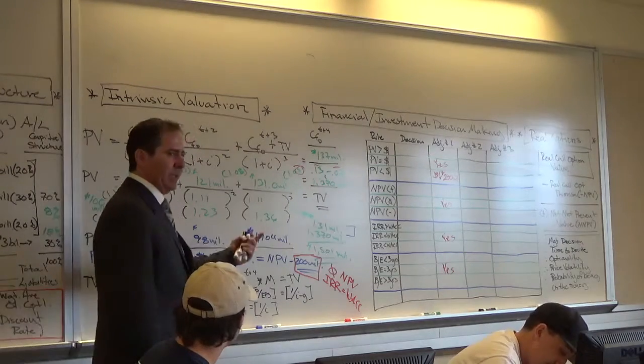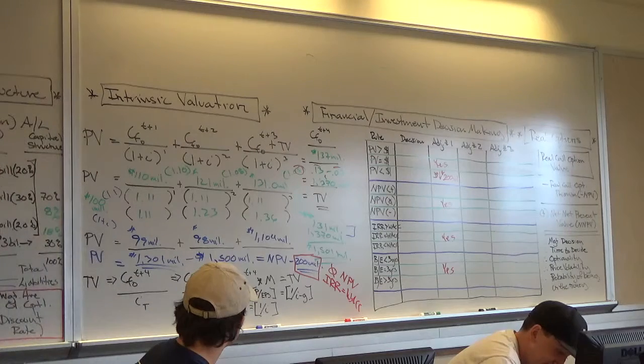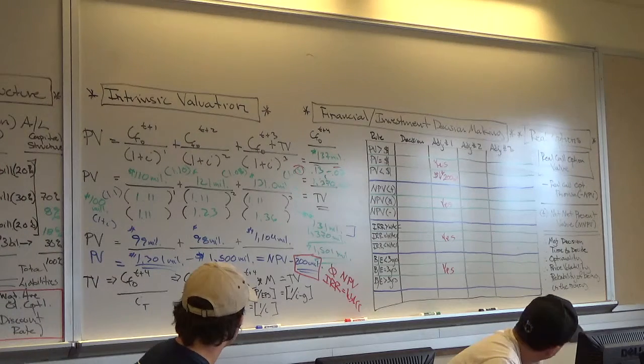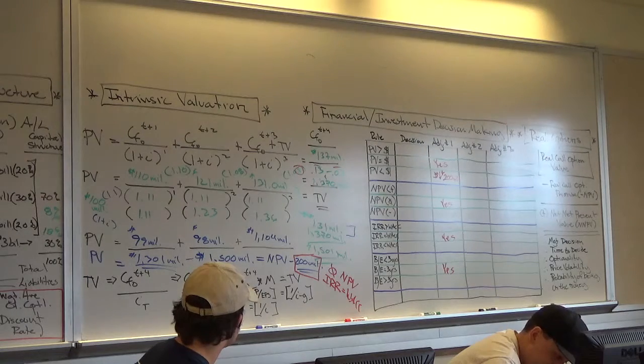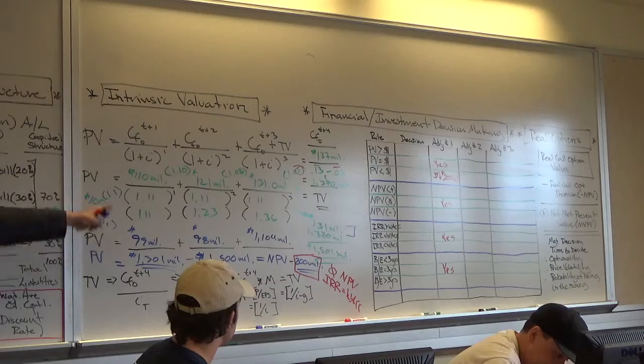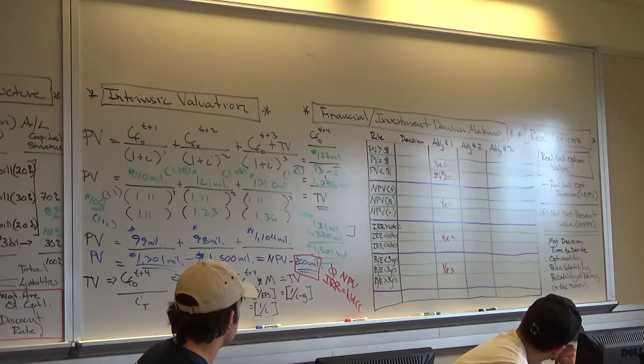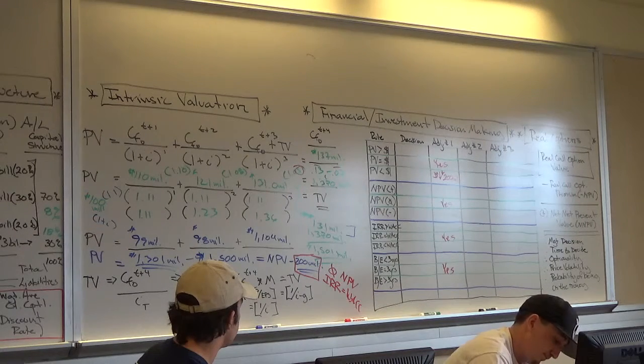How else could we manipulate this equation to get the present value up and the net present value up? One is to rework the cost of capital calculations. Okay, what else? It's all right there. What other variables? There's only like 4.